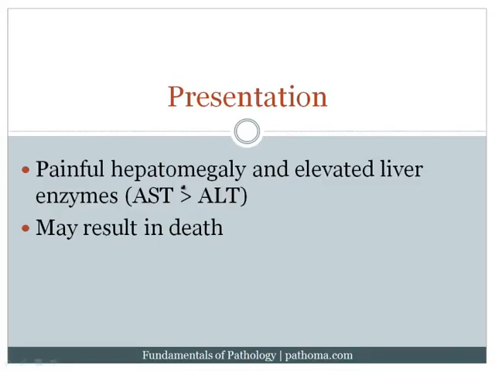The presentation of alcoholic hepatitis is painful hepatomegaly with elevated liver enzymes. However, one very high yield point to note is that the AST will be greater than the ALT. Now, this pattern is a little different than what we would expect to see in most other causes of liver damage. And the reason is that the AST is actually located in the mitochondria, and alcohol is a mitochondrial poison. And so when we damage the mitochondria, we preferentially get an increase in the AST. And again, that's a fairly characteristic marker of alcohol-related damage of the liver. Alcoholic hepatitis can result in death.